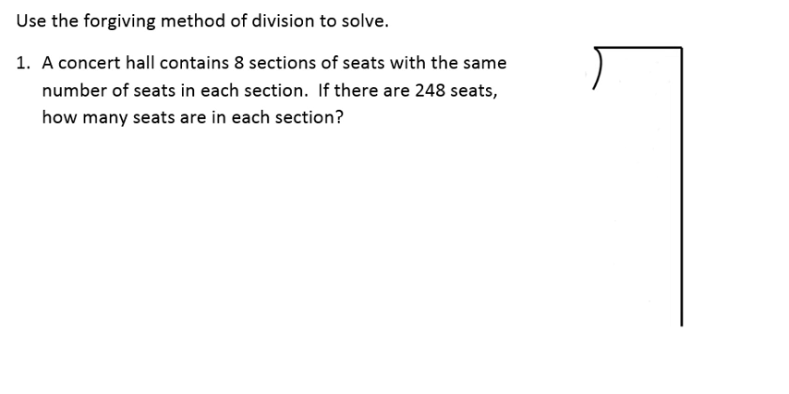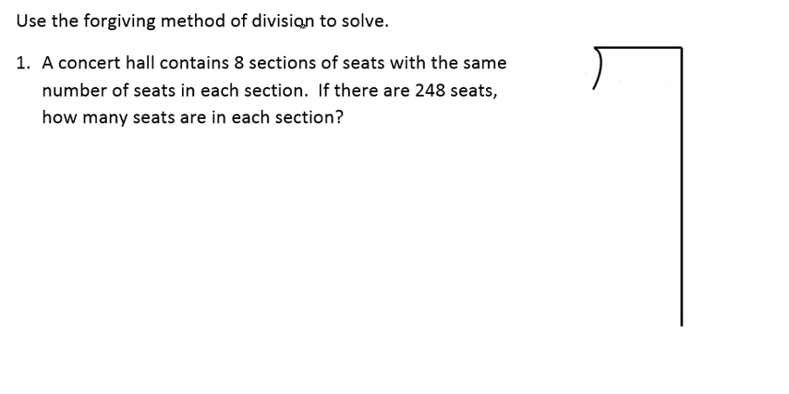The first problem says, a concert hall contains 8 sections of seats with the same number of seats in each section. If there are 248 seats, how many seats are in each section? So we're going to start by writing an answer statement with a blank where the final answer goes.